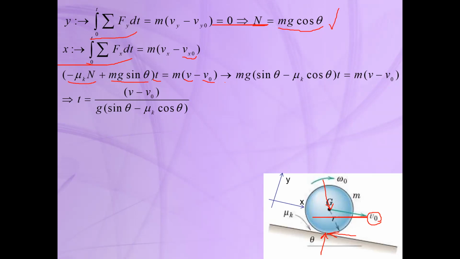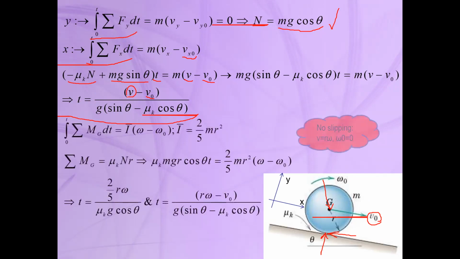So from this equation, we can obtain that t is equal to v minus v naught over g sine theta minus mu k cosine theta. In this equation, all of the values are given except v, and v is another unknown in this equation. So v and t, both of them are unknown, and now we need another equation to obtain v and t, because there is one equation with two unknowns. So we need another equation to solve and find these two unknowns.